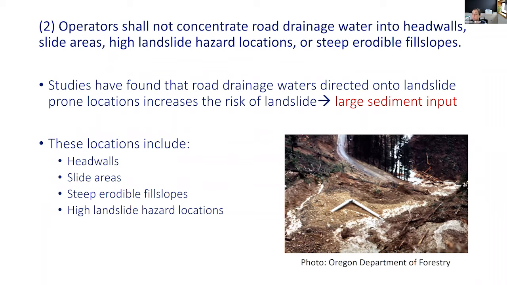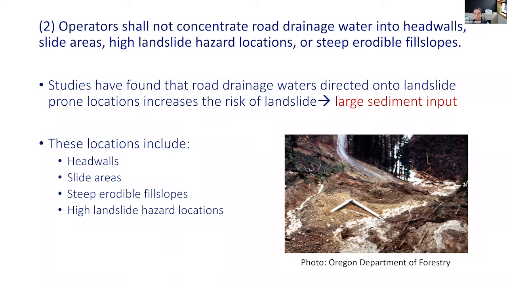The first one is that operations should not concentrate road drainage water into head walls, slide areas, high landslide hazard locations, or steep erodible fill slopes. So basically what this is asking is that on roads, you should not collect drainage and discharge it onto steep slopes or areas in which there's a high potential for landslides. These include head walls, slide areas, steep erodible fill slopes, and high landslide hazard locations.